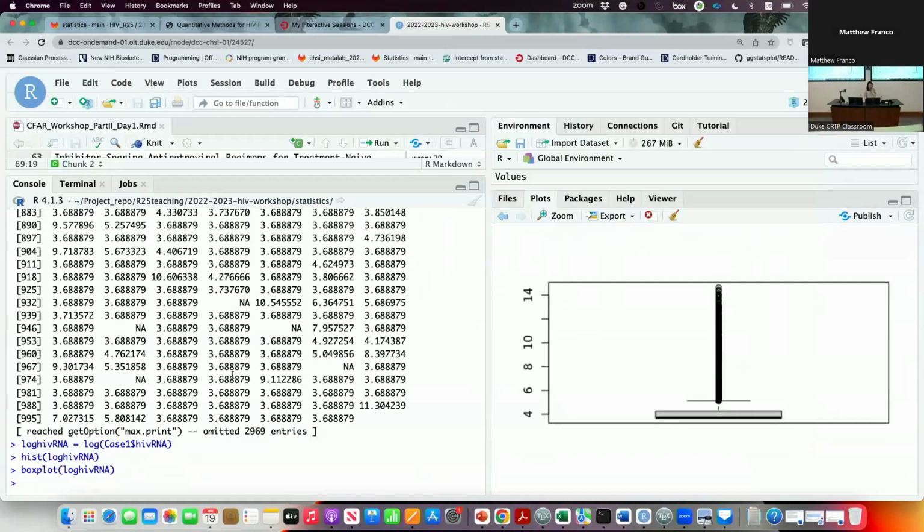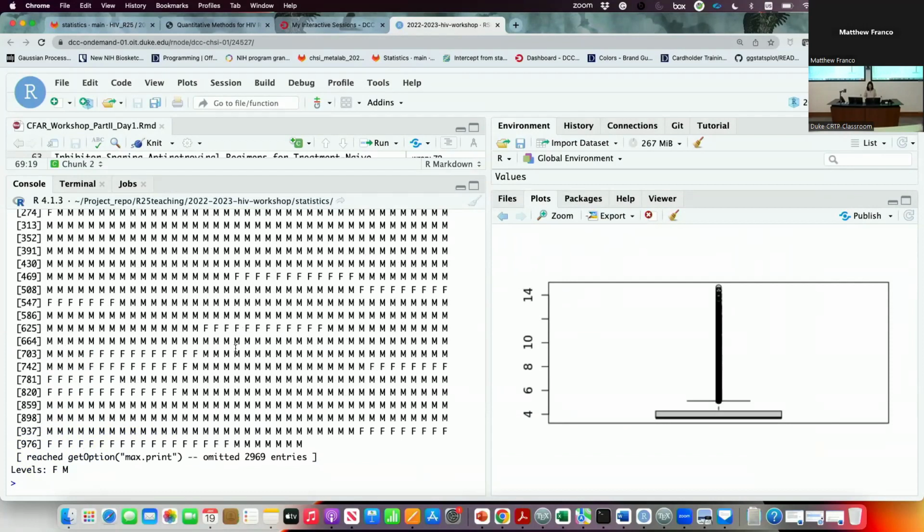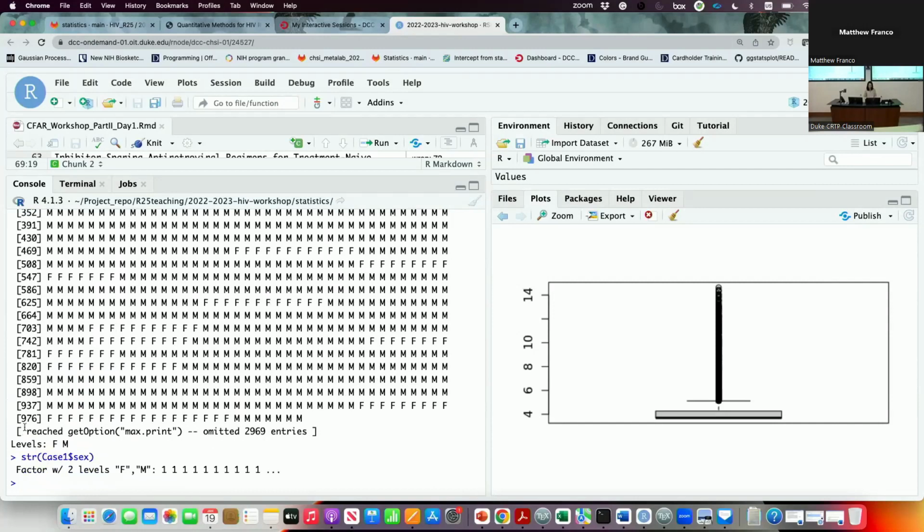So let's just see. If you look at case one, you have this sex variable, female and male. Then you can look at the structure, str, of case one sex. You see R actually stores this sex information as a factor, which is categorical. It's not a continuous 0, 1. It's already treated as a categorical variable. And how can you generate multiple box plots, for example, per male and female?